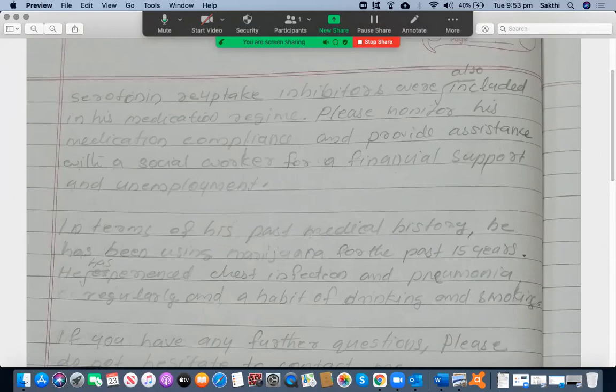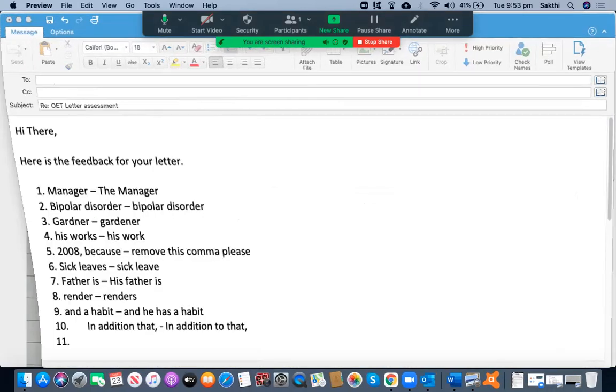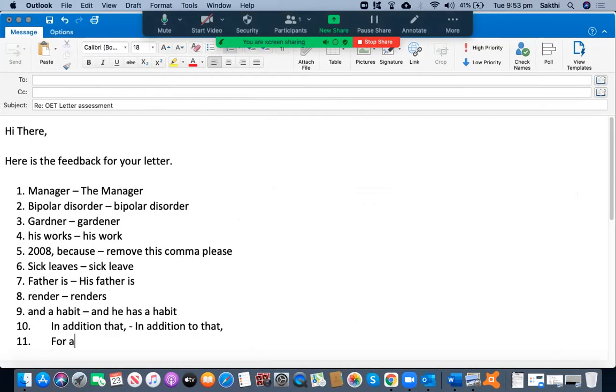And provide assistance with a social worker for a financial support. That's wrong. For a financial support. Support is an uncountable noun, and as a result, you don't need to use it. So for financial support, you have to remove "a" from here. Okay.